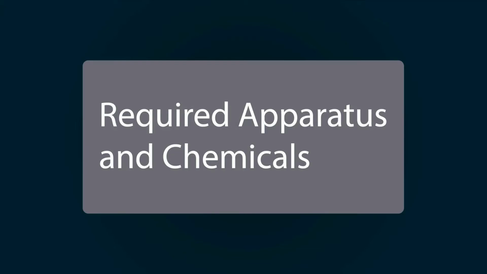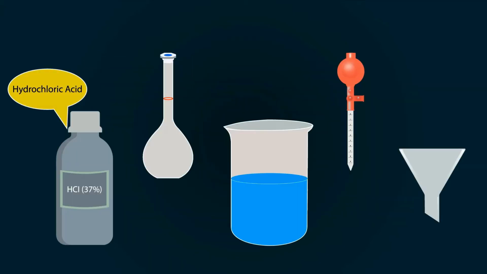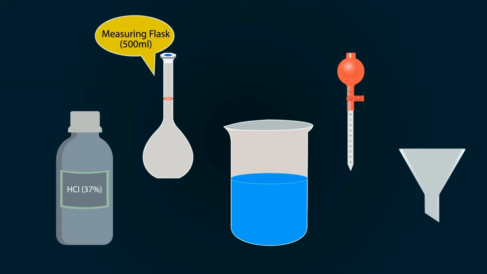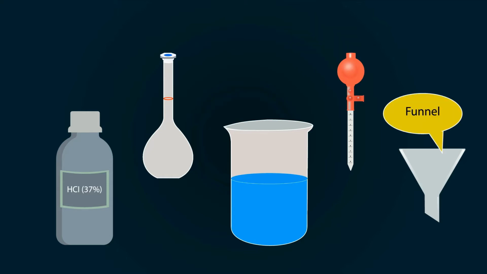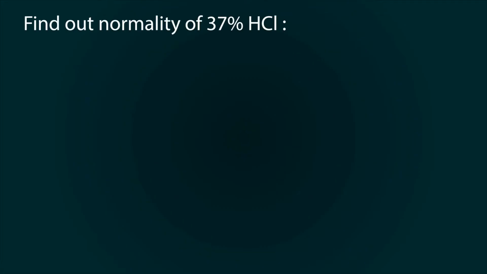Required apparatus and chemicals include hydrochloric acid, a measuring flask of 500 milliliters, distilled water in a beaker, a pipette, and a funnel. First of all, we will find out the normality, but for normality, we must first find the molarity.